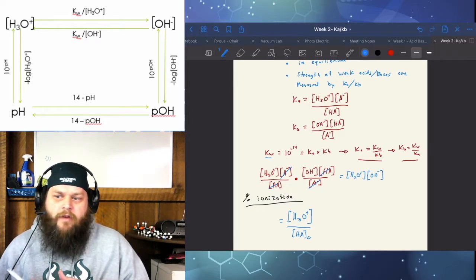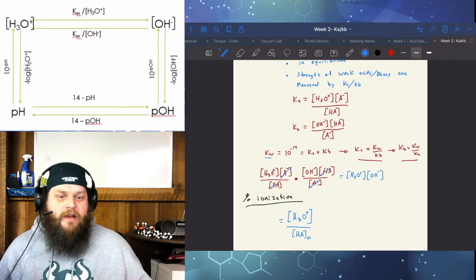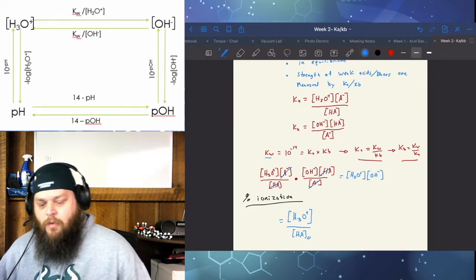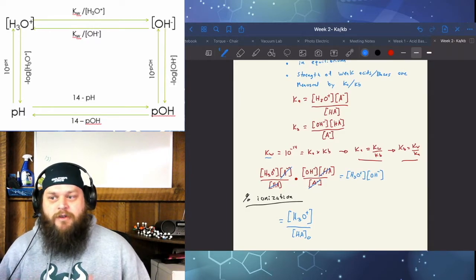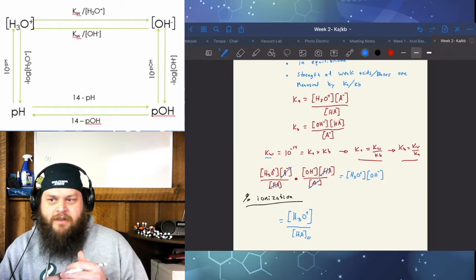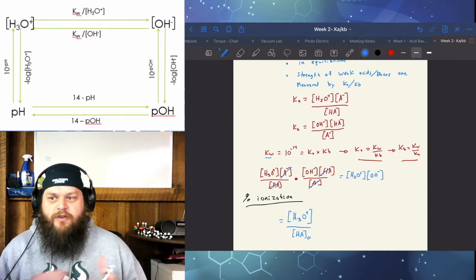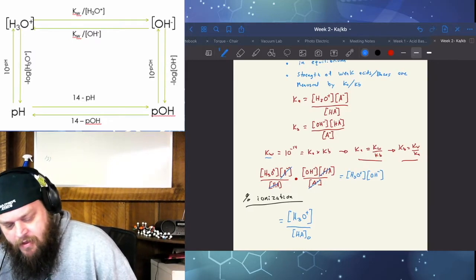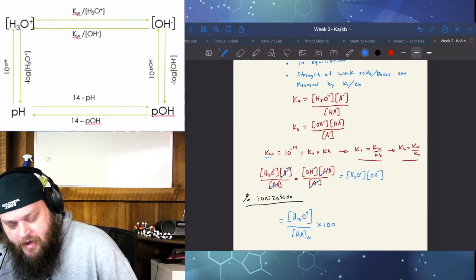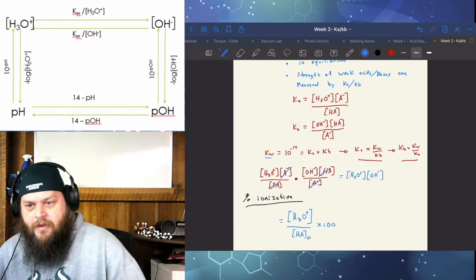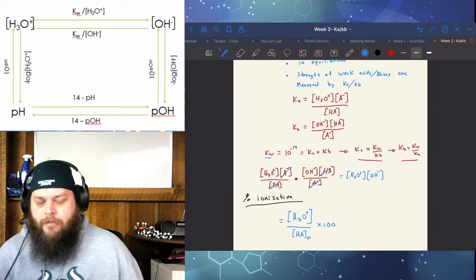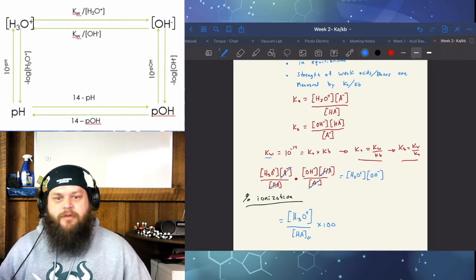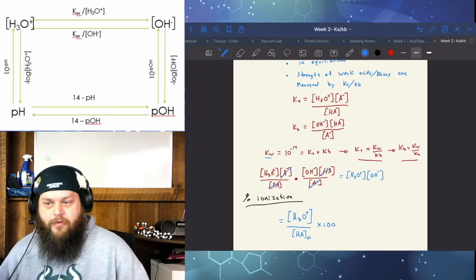So for every acid that loses a hydrogen ion, it creates that conjugate base. So what we're looking for really is that ratio of conjugate base to the initial acid, but the conjugate base should be equal to the concentration of hydronium. So that's why we can write it like this. And we're going to multiply it by 100 because it's a percent. And if they ever ask what is the percent ionization, it's really just the simple formula here.